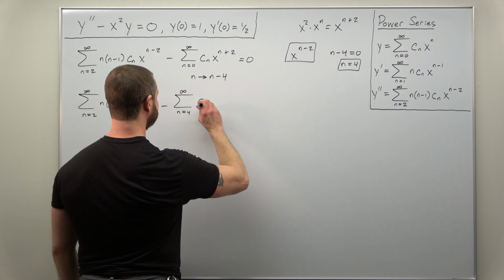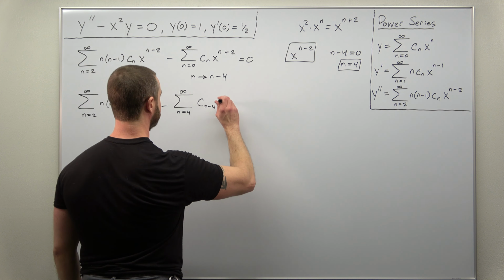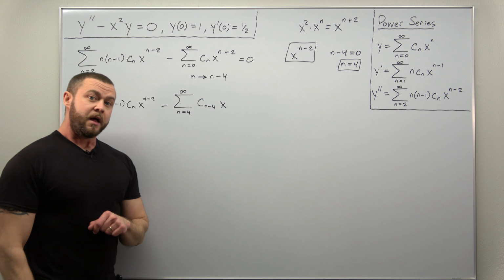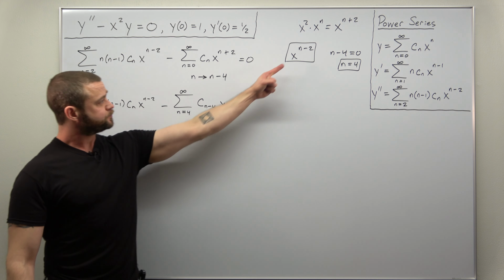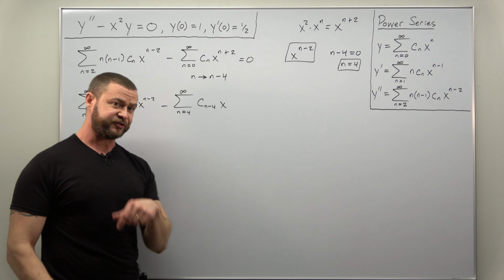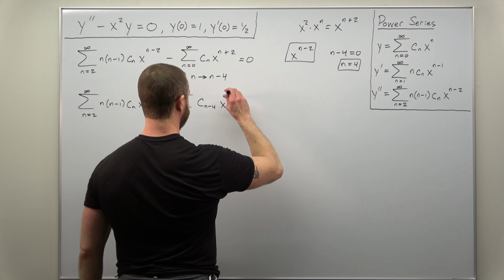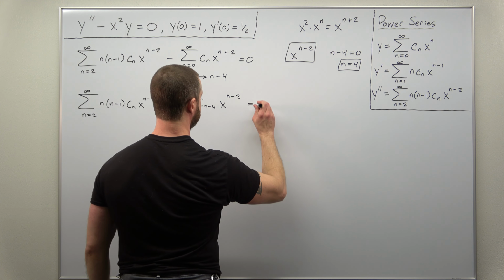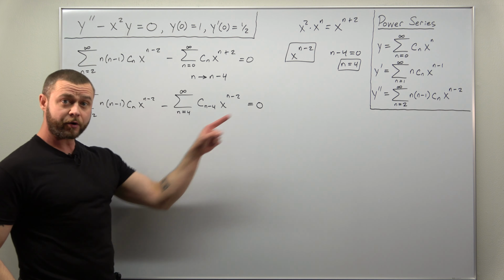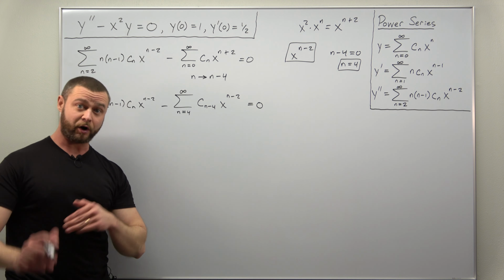That becomes now c sub n minus 4. And then shift your exponent here, replace n with n minus 4, and you'll get n minus 2. So we get our power x to the n minus 2. And don't forget to carry your right-hand side down, that's all equal to 0.